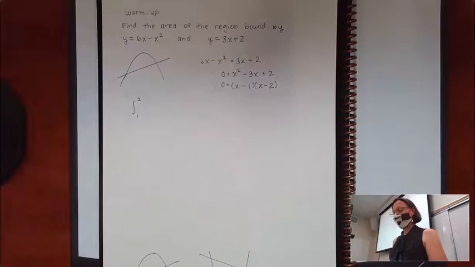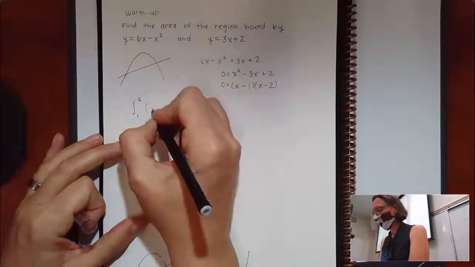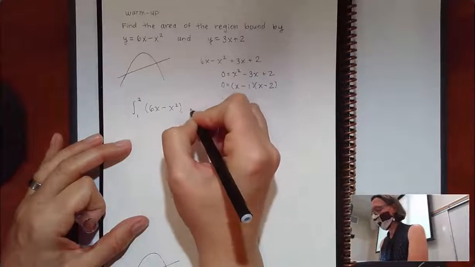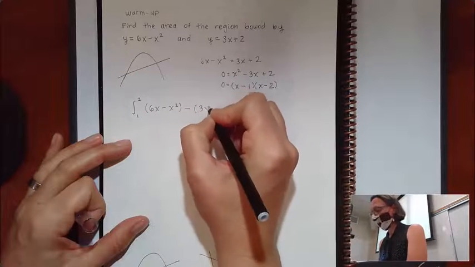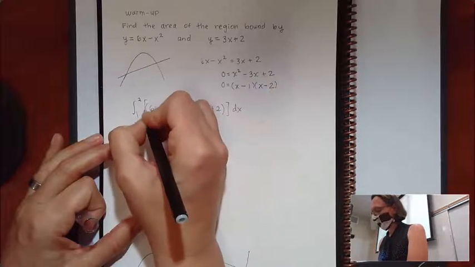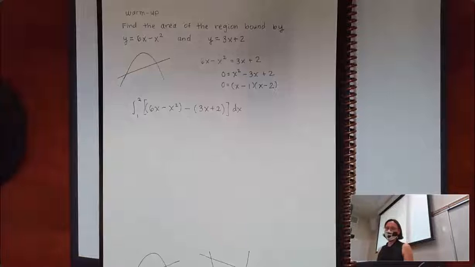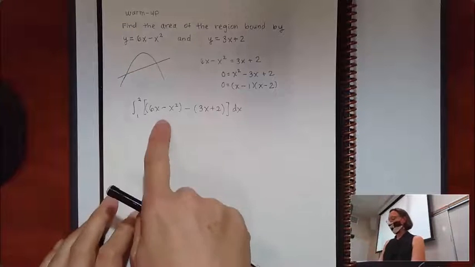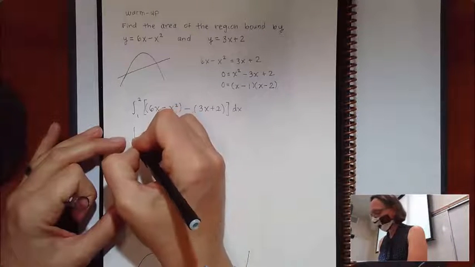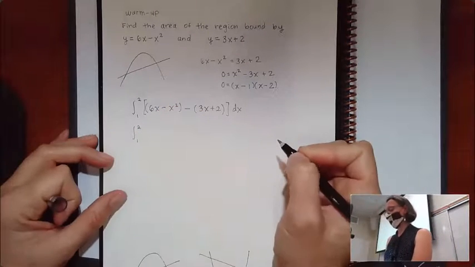Which means I know that my parabola is on top. So my setup for the integral here would look like 6x minus x squared minus 3x plus 2. We have a choice. Either we can combine the stuff inside of the integral, or we can break this apart as separate integrals. Either one is fine. We'll get the same answer both ways. I'm going to combine stuff just because then it's fewer parts that I have to plug numbers into later.